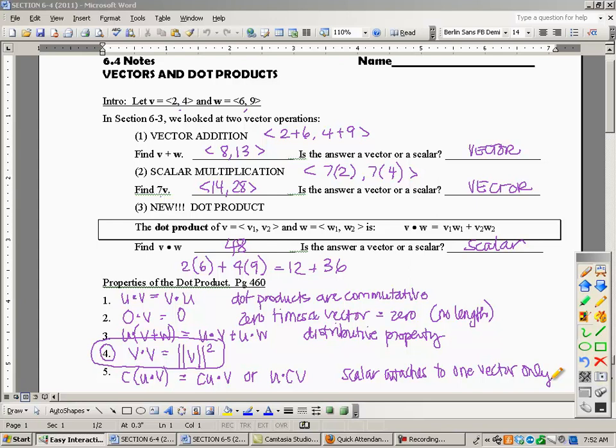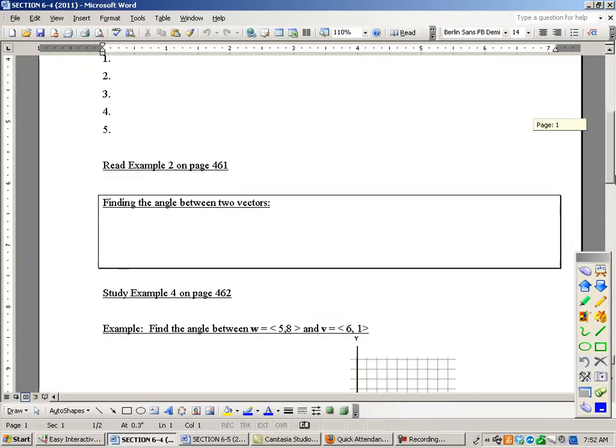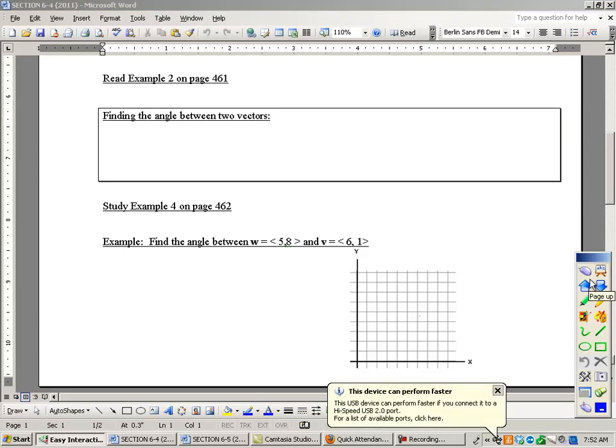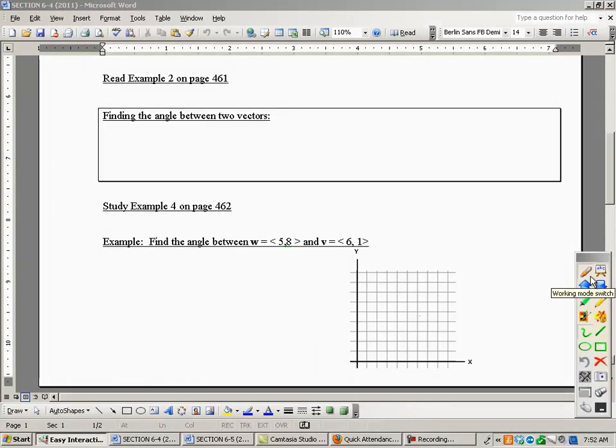Okay, now we're going to show you how to find the angle between two vectors, and I'm going to show you how the formula came about, and then we're going to use it. Actually, I'm sorry, I modified my notes since then. What I want you to do is look at example 2 on page 461, which actually does show you how that works. And then I'll go through it together in class tomorrow.